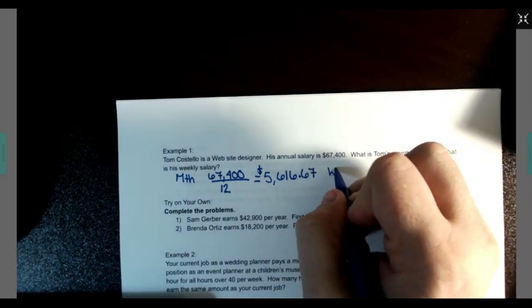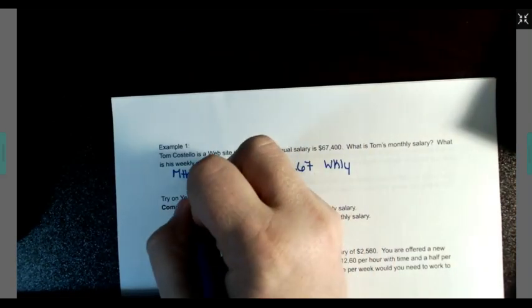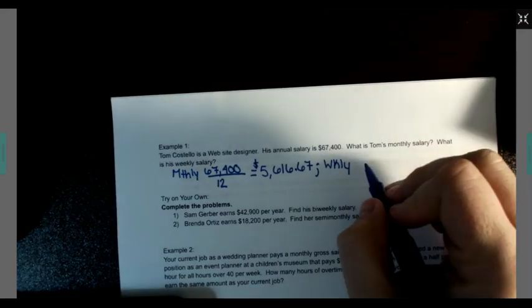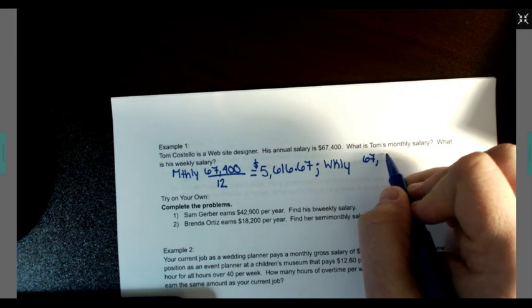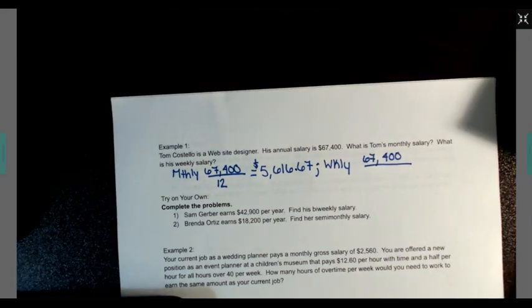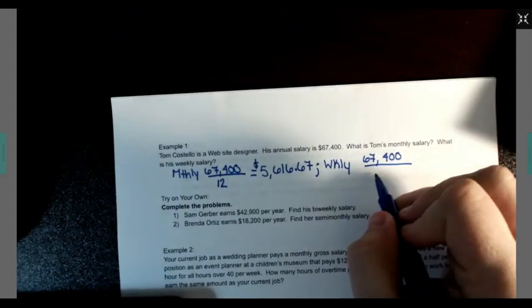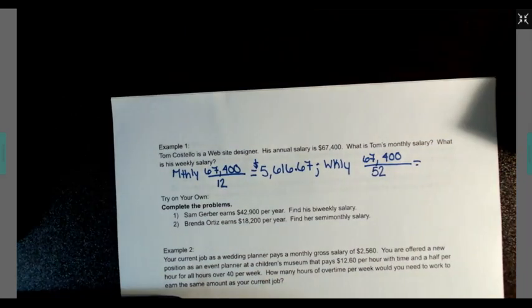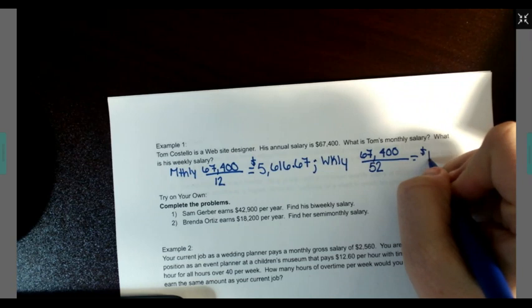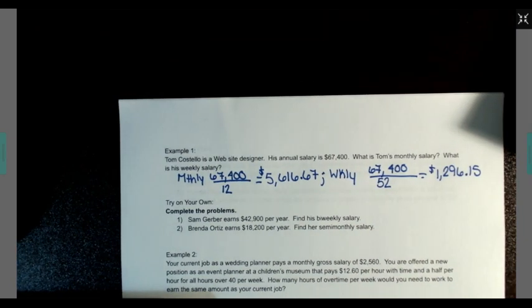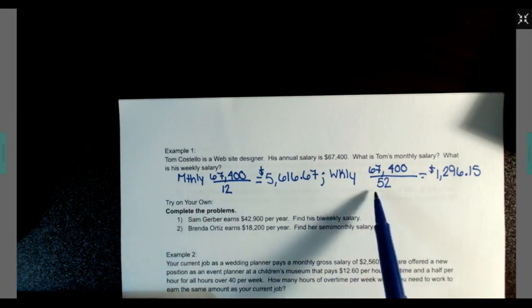Let's take a look at his weekly salary. So this would have been if he got paid the first of every month. He would have gotten $5,616.67. Let's take a look at weekly. 67,400. And this time we're going to divide by 52. Because if I would get paid weekly, I'm getting paid 52 times a year. If he got paid by the week, he's getting paid $1,296.15. So, big difference, but remember that this is getting paid like the first of every month. This we get paid like every Friday.